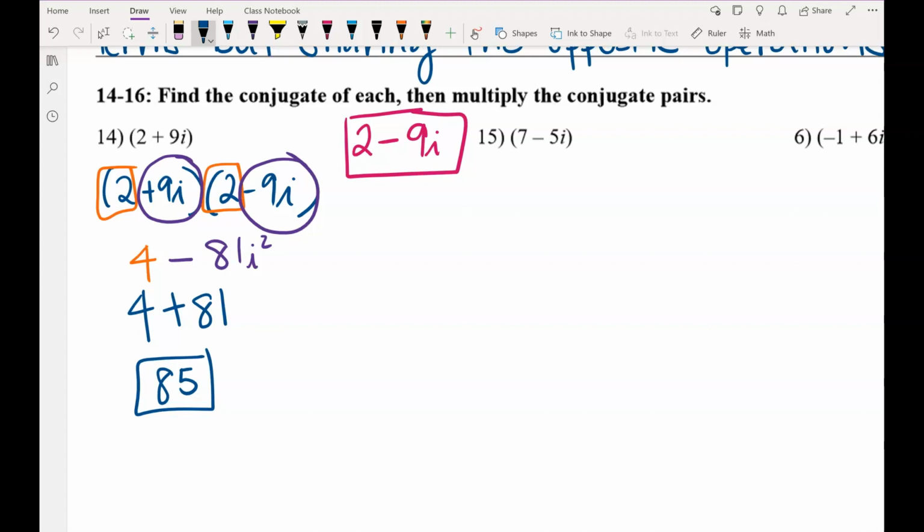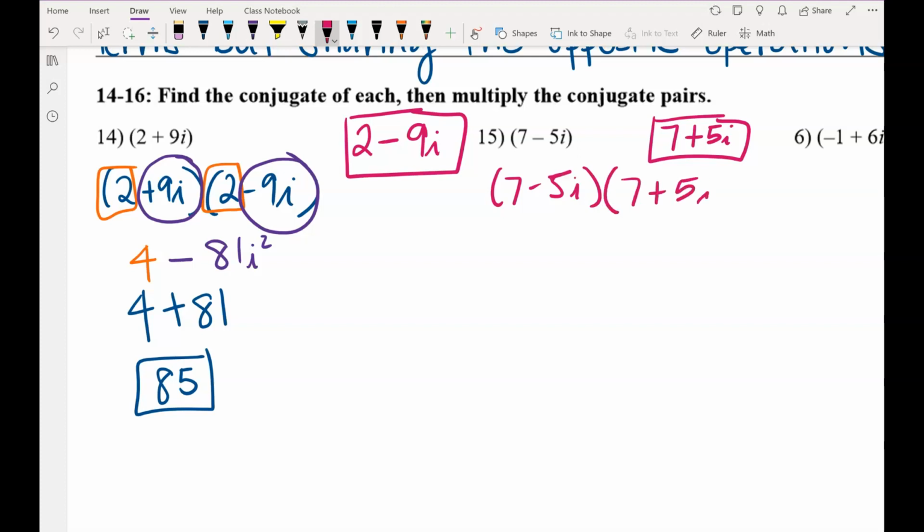All right, Bradley, what is the conjugate for 7 minus 5i? 7 plus 5i. Yes, sir. Multiply them together. So Bradley, when you multiply, what did you get for your final answer? 74.